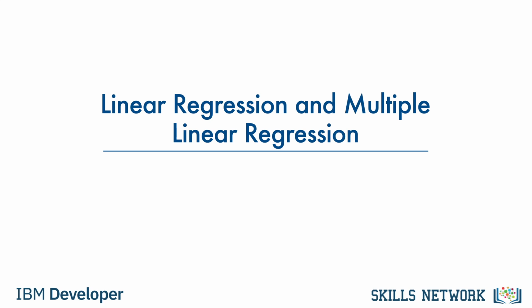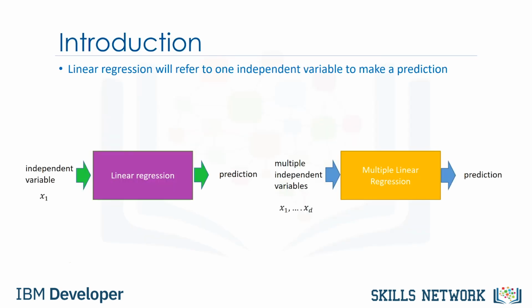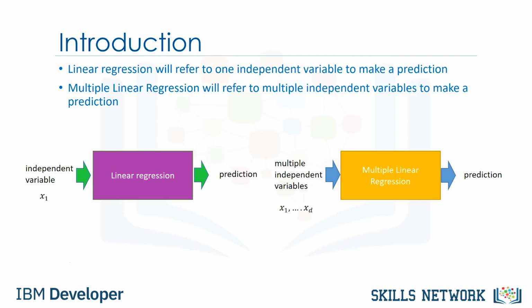In this video, we'll be talking about simple linear regression and multiple linear regression. Linear regression will refer to one independent variable to make a prediction. Multiple linear regression will refer to multiple independent variables to make a prediction.